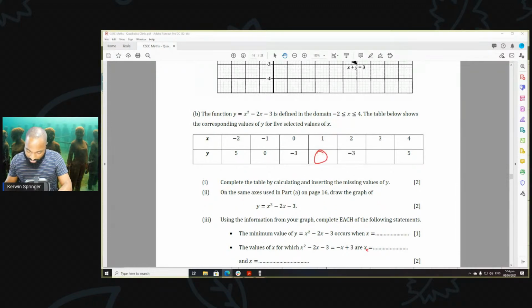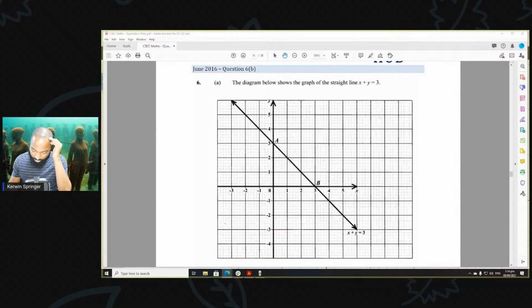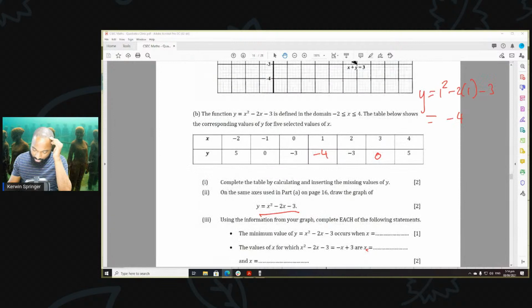So this is the minimum point. I'm guessing that this should be 0 as well. And when I put 1 into this, you get 1 squared minus 2 by 1 minus 3. What am I going to get? -4. -4 is good. And time to draw this graph then. Draw it, graph it. So 1, -4. That's our minimum point.